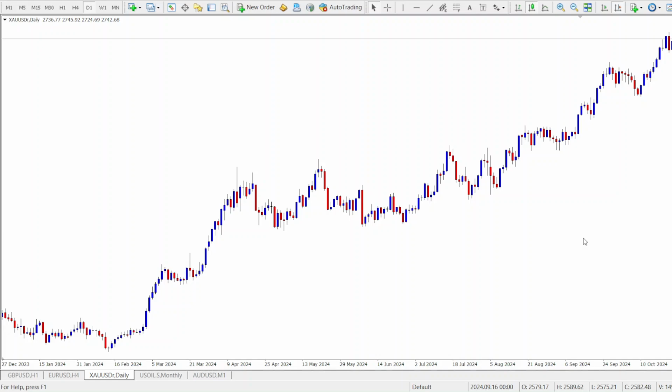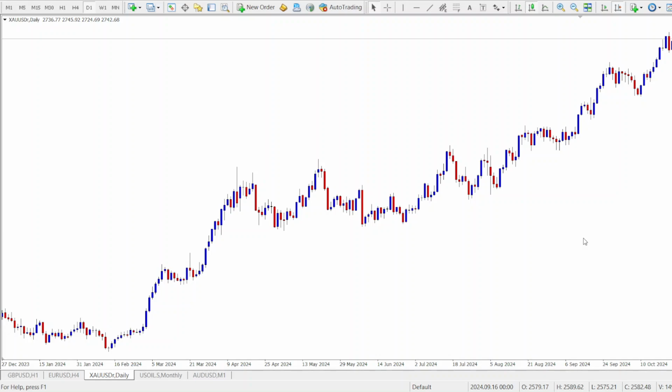If you're looking to take your swing trading to the next level, then you are in the right place, because today we are going to be unlocking the best CCI settings for swing trading success. Okay, so let's dive in.